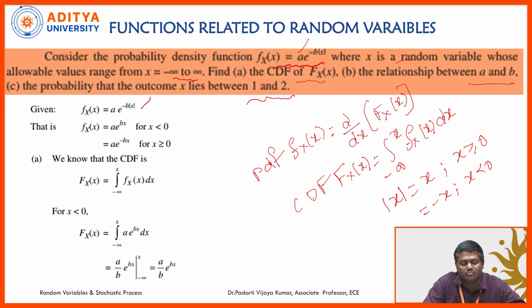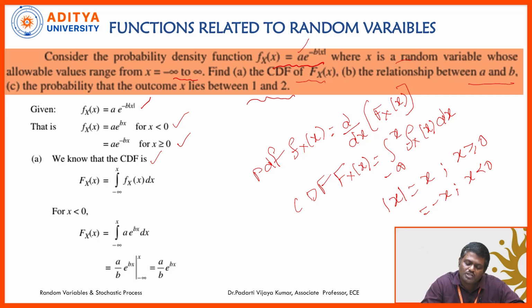Minus minus combination will be plus, and the absolute value of x is equal to x, and the function will be a e power minus bx for positive values of x. For negative values of x, this is the formula. Now we need to compute the distribution function.